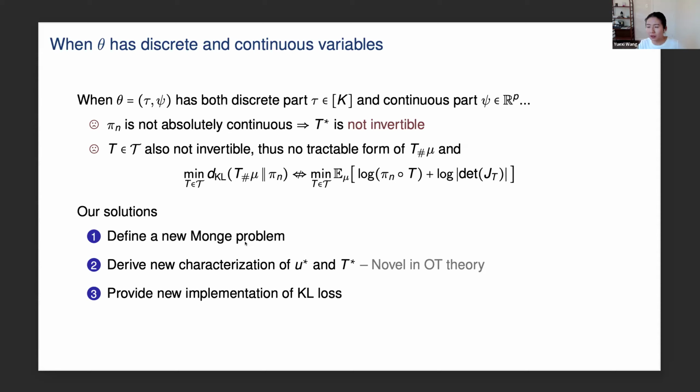And the first 2 steps are actually also novel in terms of OT theory. Usually in OT theory, people focus on, say, transporting a continuous to a continuous, or transporting continuous to discrete or discrete to continuous, which we refer to as the semi-discrete case, but there are not really any results on transporting a continuous to a mixed distribution.